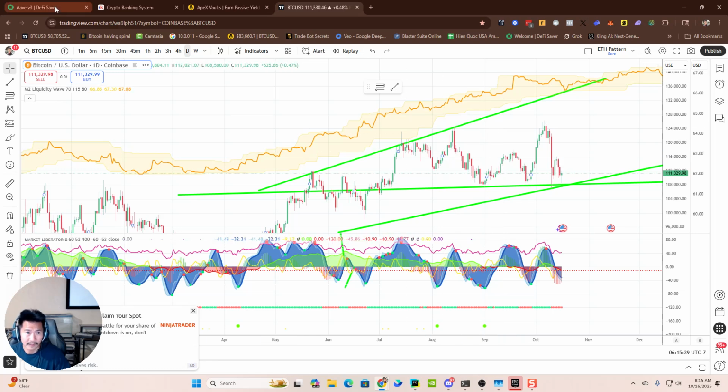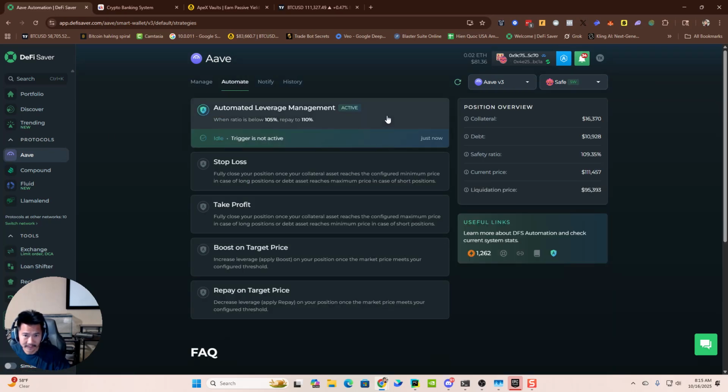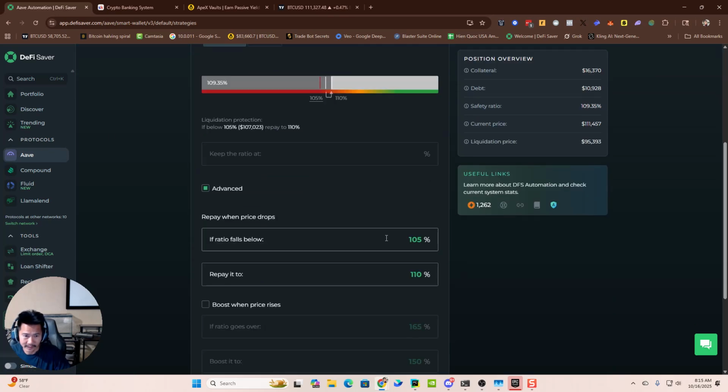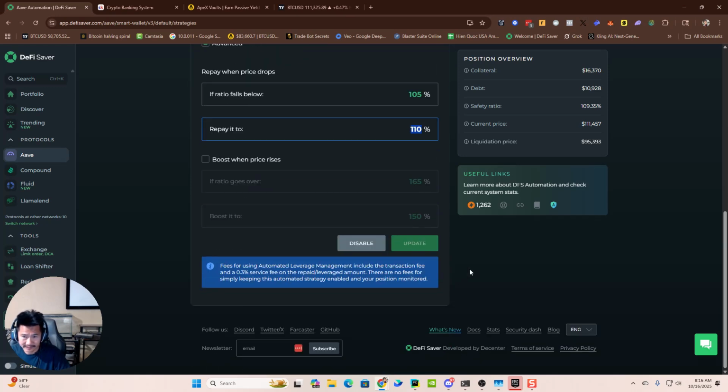Technical wise, on what to do on Aave, you click on Aave, make sure you're in your Safe wallet. You click on automate, and then I set it so that if my ratio goes below 105, it'll sell about 5% to pay off and bring that ratio back to 110. Then you make sure you update and sign it, and that's it.